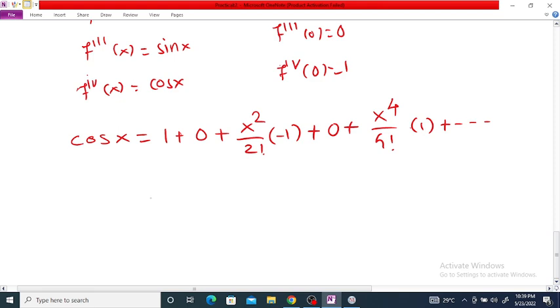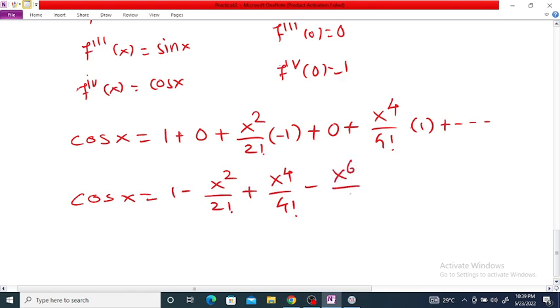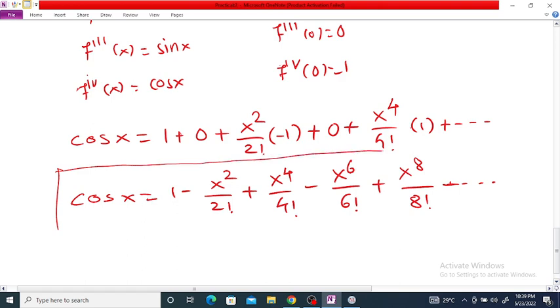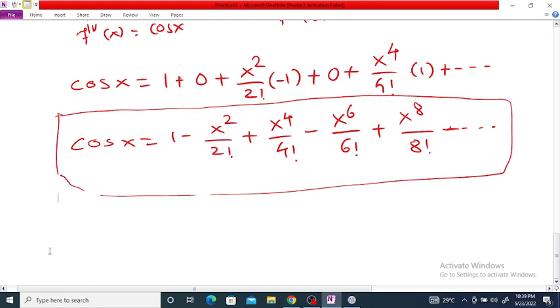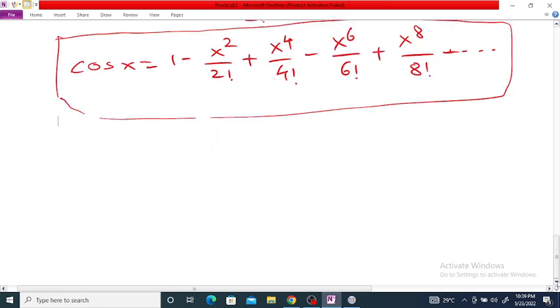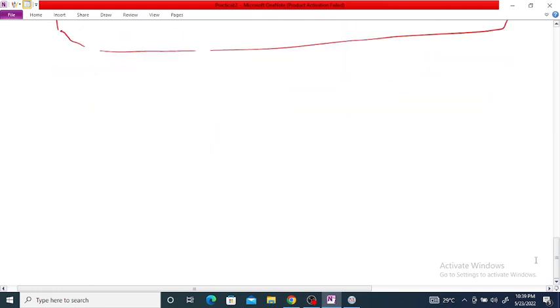So what is cos x here? Cos x is equal to 1 minus x square by 2 factorial plus x raised to 4 divided by 4 factorial. Next term will be x raised to 6 divided by 6 factorial. Next term is x raised to 8 divided by 8 factorial and so on. So this is the Taylor series expansion of cos x at x is equal to 0.